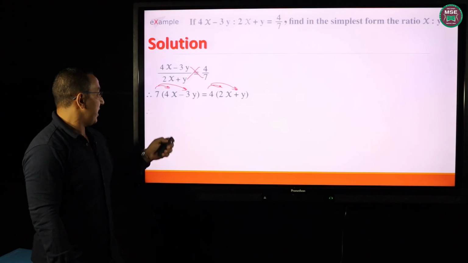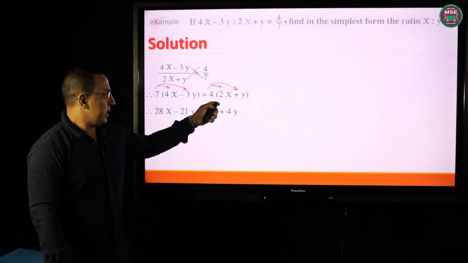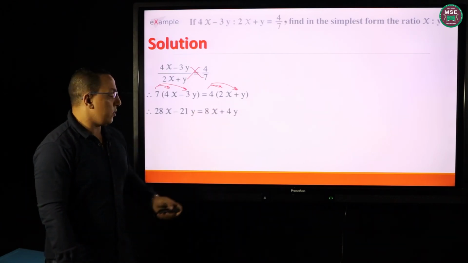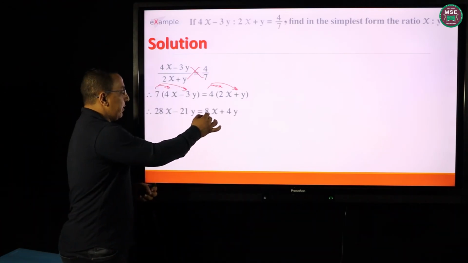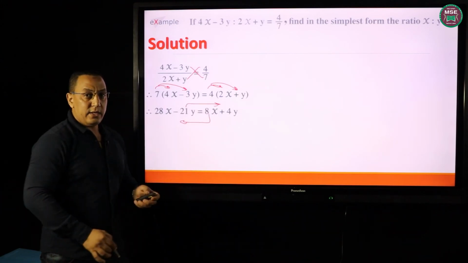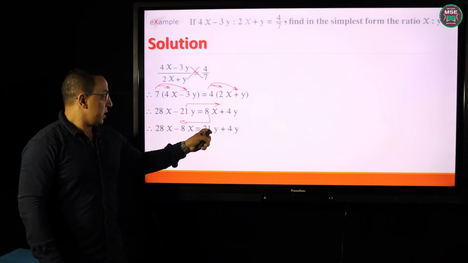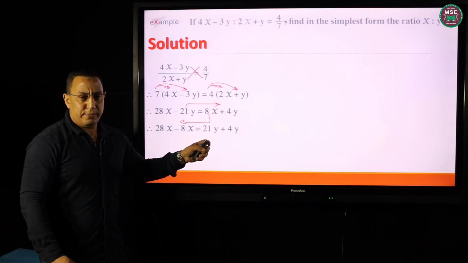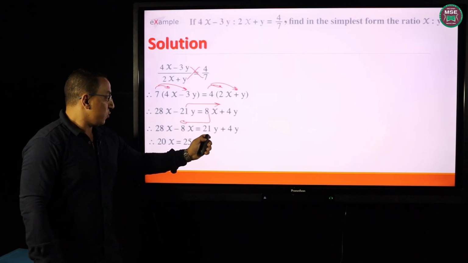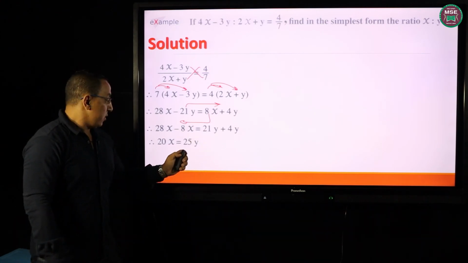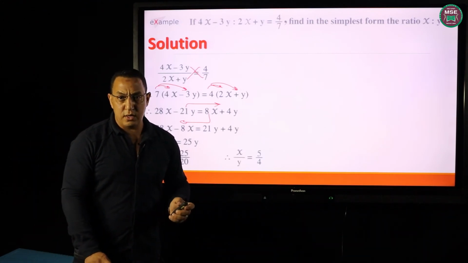Then I'm going to distribute. 7 times 4 equals 28. 4 times 3 equals 21. 4 times 2 equals 8. 4 times y equals 4y. Now I'm going to do what? I'm going to collect x on one side and y on one side. It will be like this: 28x minus 8x, and 4y plus 21y. 28 minus 8 equals 20x, 21 plus 4 equals 25y. So x over y equals 25 over 20, which equals 5 over 4.